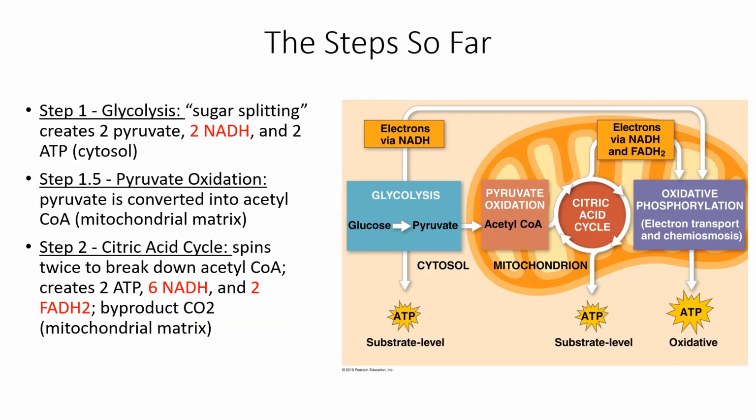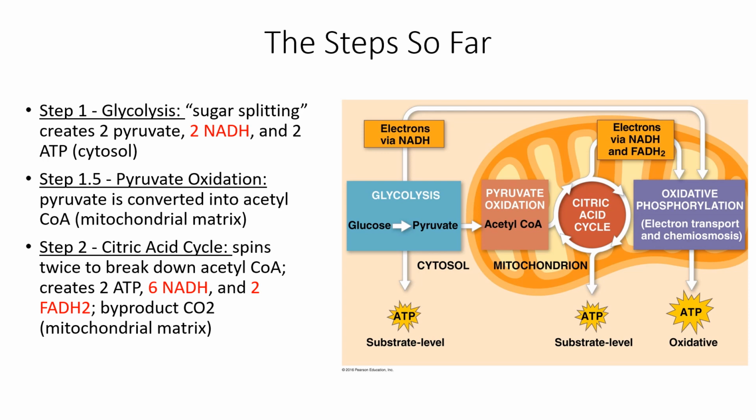Let's briefly summarize the steps leading up to oxidative phosphorylation, which you have likely already covered prior to this lecture. The first step is glycolysis, which is going to happen in the cytosol of the cell, the juice of the cell, if you will, where glycolysis literally translates into sugar splitting. It's where we take a glucose molecule and split it in half and create two pyruvate molecules.